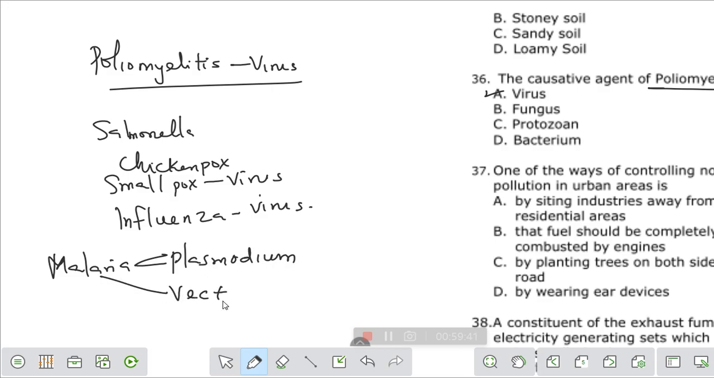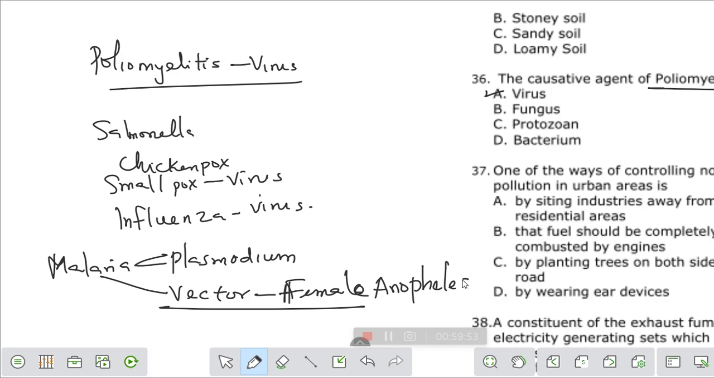What's the vector for sleeping sickness? That is the tsetse fly. And what's the causative organism for sleeping sickness? That is trypanosome. That's the causative organism, right? Plague is caused by the rat flea. We also have typhus fever, that's rickettsia. Then we have dengue fever, that's a virus. It's caused by a female Aedes mosquito bite.